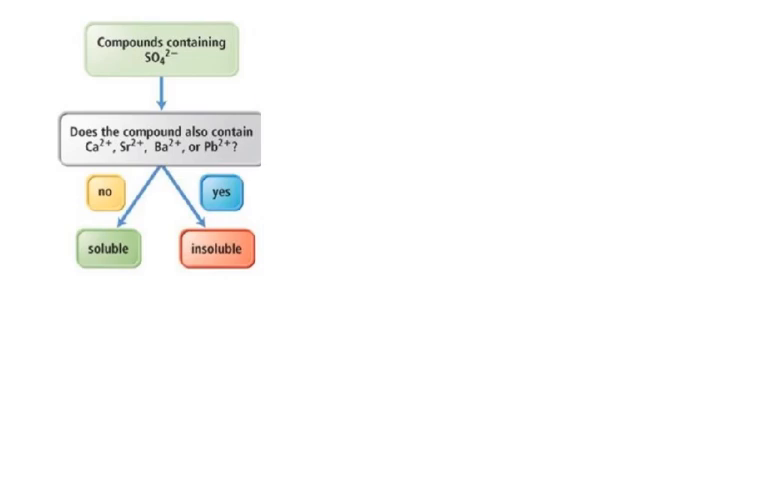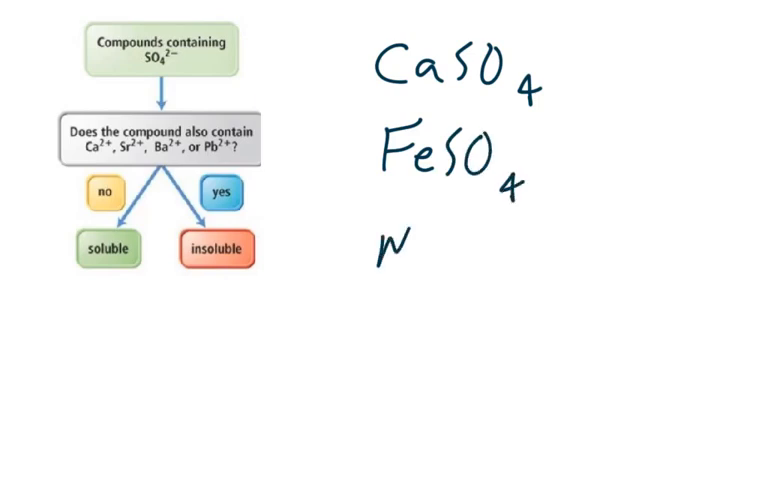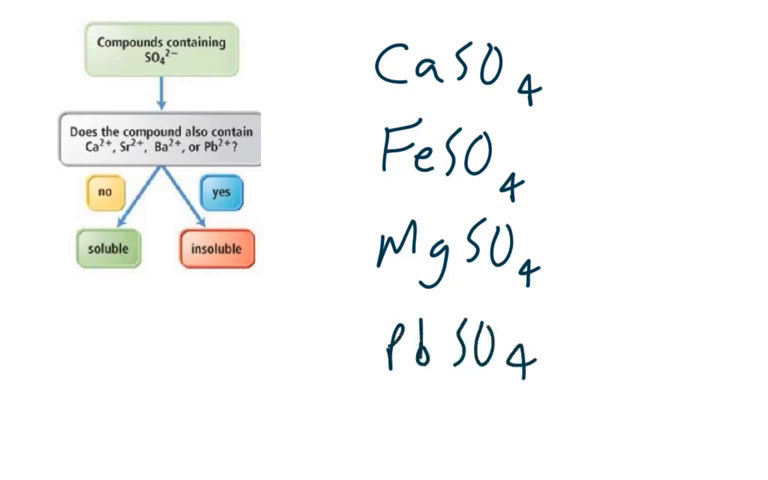Let's take a look at some examples. Let's put here calcium sulfate, iron sulfate, magnesium sulfate, and lead sulfate. When you look at these, you recognize they all have sulfate. So using the rule, notice that if calcium is present, that would be a precipitate. So you put a solid. When you look at iron 2 sulfate, iron is not one of those exceptions. So this one is soluble in water.